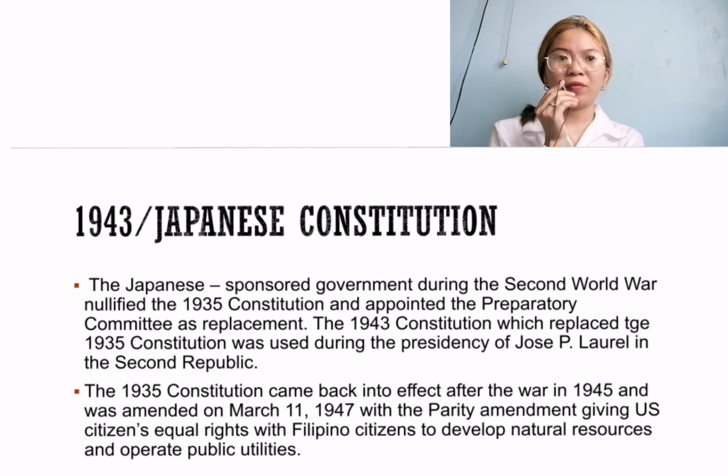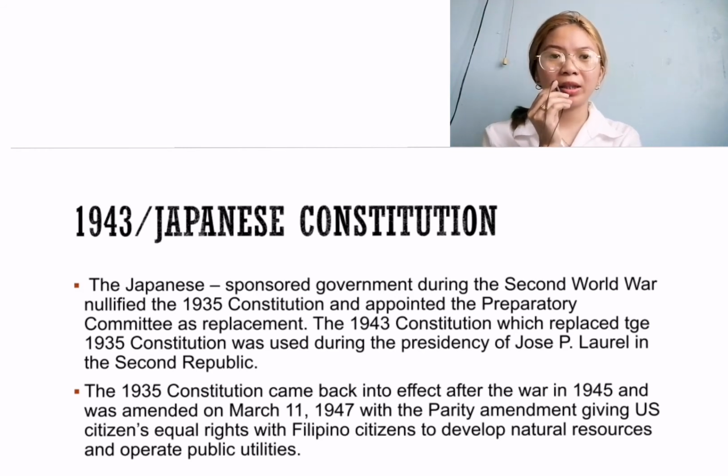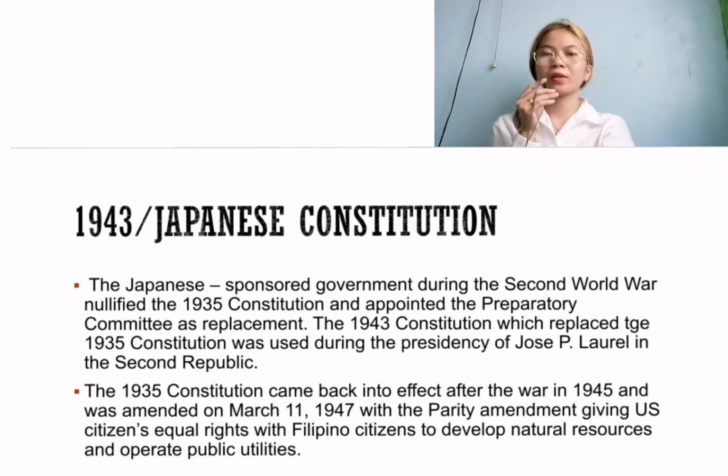Thank you, Ms. Roque. So now we will proceed to the Japanese Constitution. The Japanese-sponsored government during the Second World War nullified the 1935 Constitution and appointed the Preparatory Committee as replacement. The 1943 Constitution, which replaced the 1935 Constitution, was used during the presidency of Jose P. Laurel in the Second Republic.